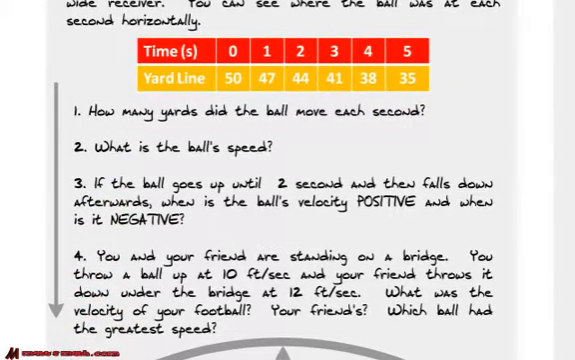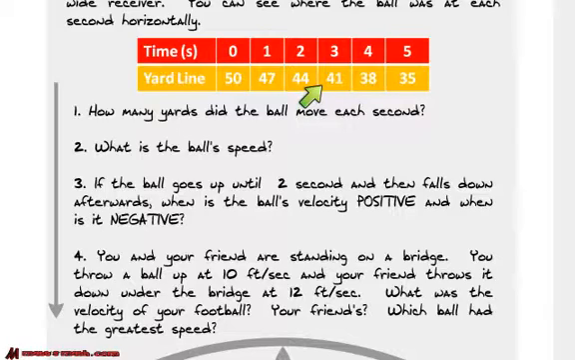How many yards did the ball move each second? Here it goes from 50 to 47. That's 3 yards, 3 yards, 3 yards. So each second, that ball moved 3 yards. Now, what's the ball's speed? If it's moving 3 yards, how many seconds does it take for every 3 yards? 1 second. So every second, 3 yards. Therefore, the ball's speed is 3 yards per second.